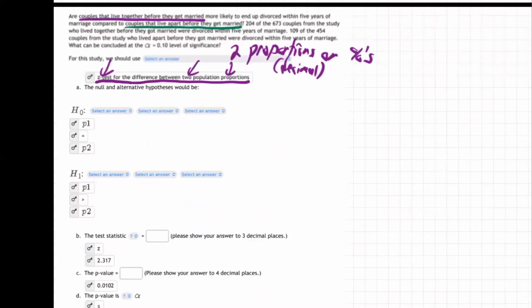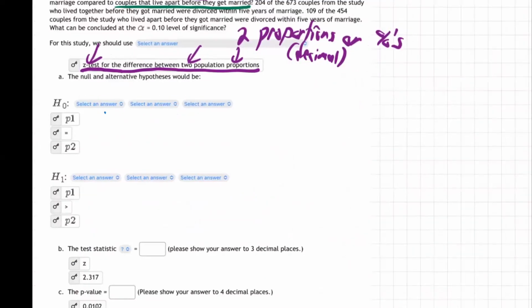So get back to the question. In this case, it's going to be P1 equal. It's always equal here. And H1, P1, P2. Now, is it greater, less, or not equal? You can see right here, it's greater. Why is it greater?